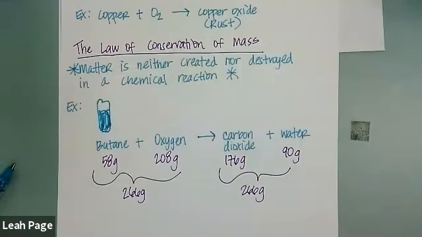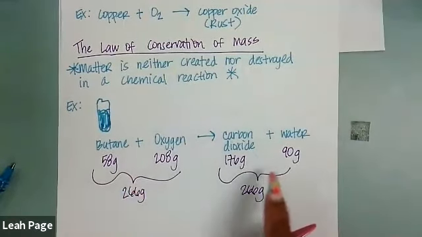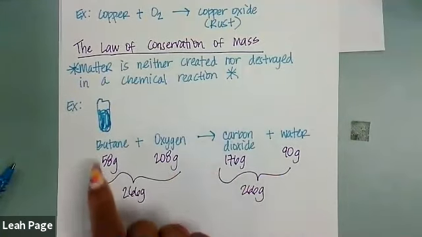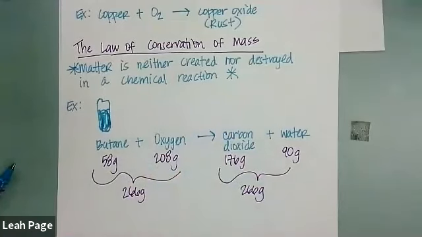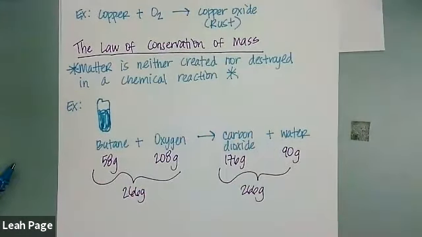So this is what it means when you say matter is not created nor destroyed. It's just rearranging itself. The same amount of mass, the same amount of particles, you still end up with the same amount. They're just being rearranged. The oxygen and butane combine, and the atoms rearrange themselves to form carbon dioxide and water. When we talk about formulas later in chapter 5, we can write these out as actual chemical reactions.